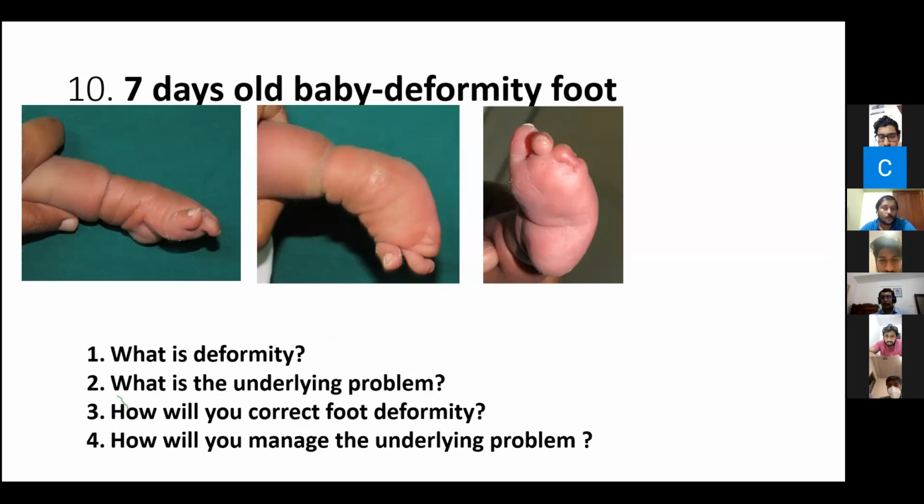Okay, let's ask somebody who has not answered so far. Abin. Congenital talipes equinovarus, CTEV. Okay, it is a clubfoot. I do agree, clubfoot. Yes. But what is the underlying problem?